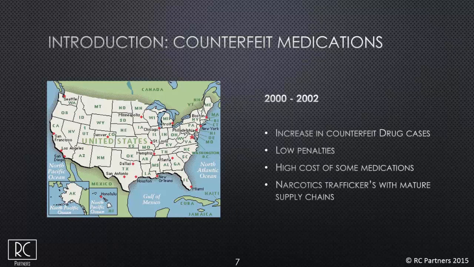Also, in some states within the U.S., there were, and I imagine there still are, certain narcotics traffickers realizing the low penalties and high profit margin, and that they actually had a mature supply chain of their own, albeit an underground supply chain. They were able to move narcotics and other nefarious goods throughout the U.S., and why not counterfeit drugs? And so they started to take advantage of this.